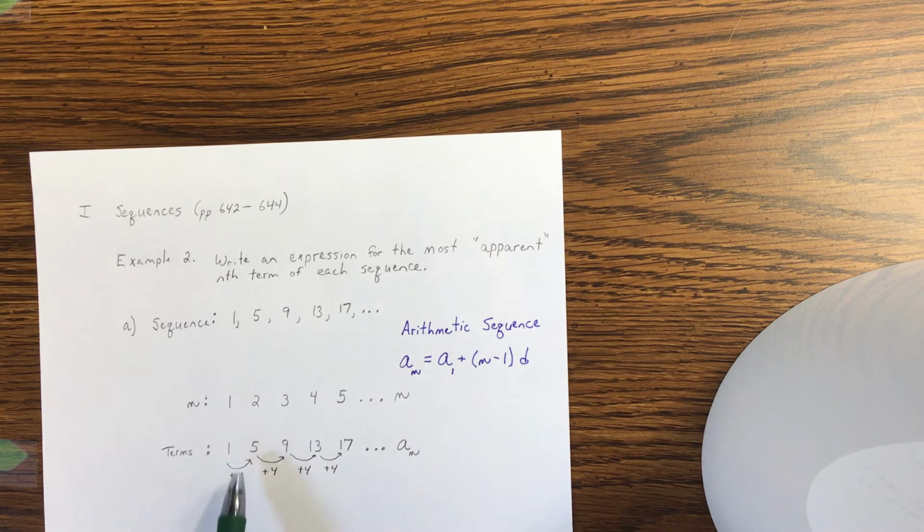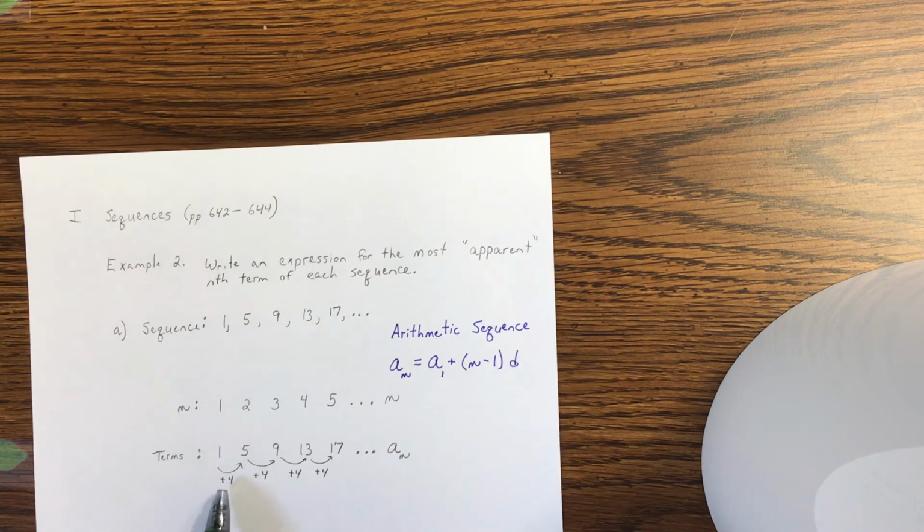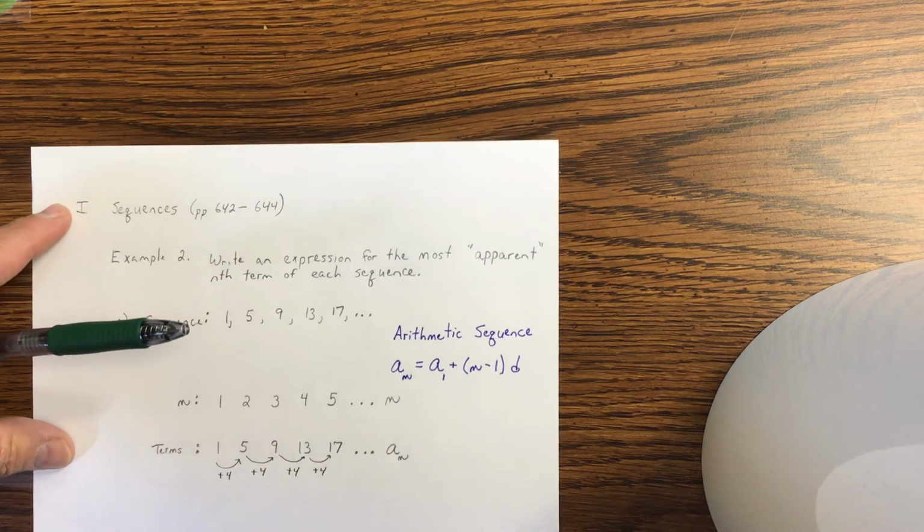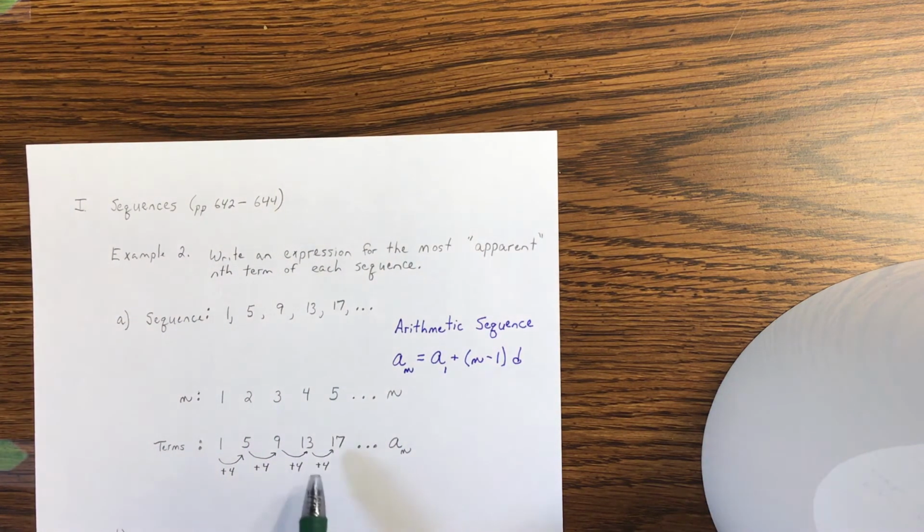So we know from 1 to 5 is 4 units, or addition of 4. From 5 to 9, it's also increasing by 4. 9 to 13 is increasing by 4. And 13 to 17 is increasing by 4. So we see that we have an increase from each respective term of an addition of 4. So that tells me that this is an arithmetic sequence.